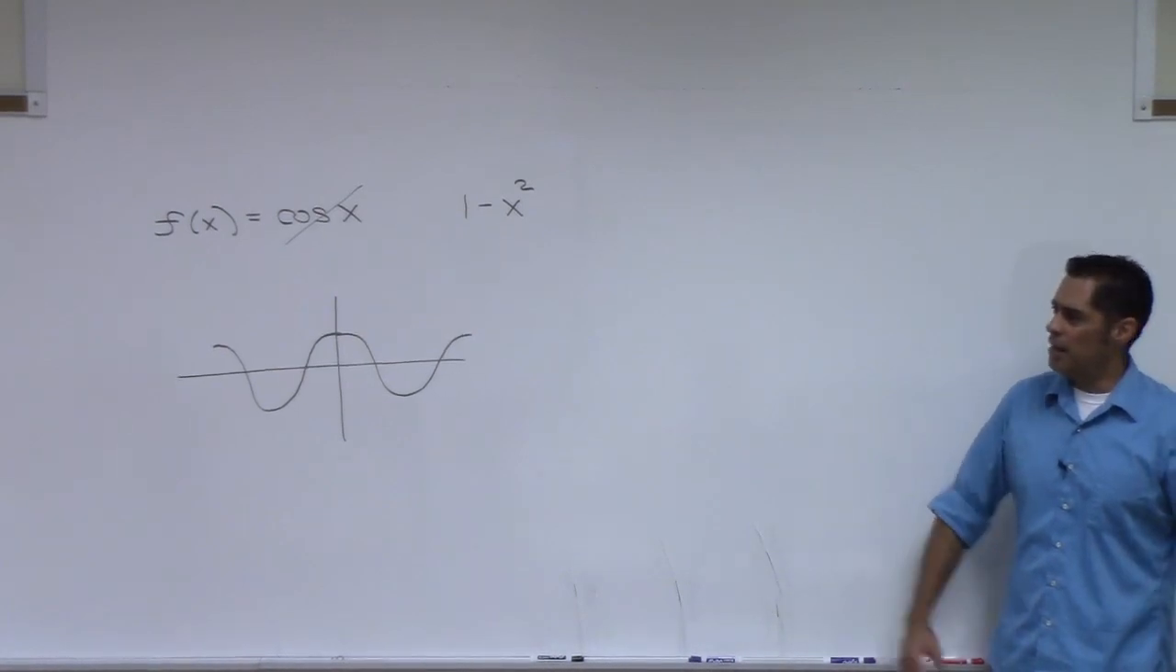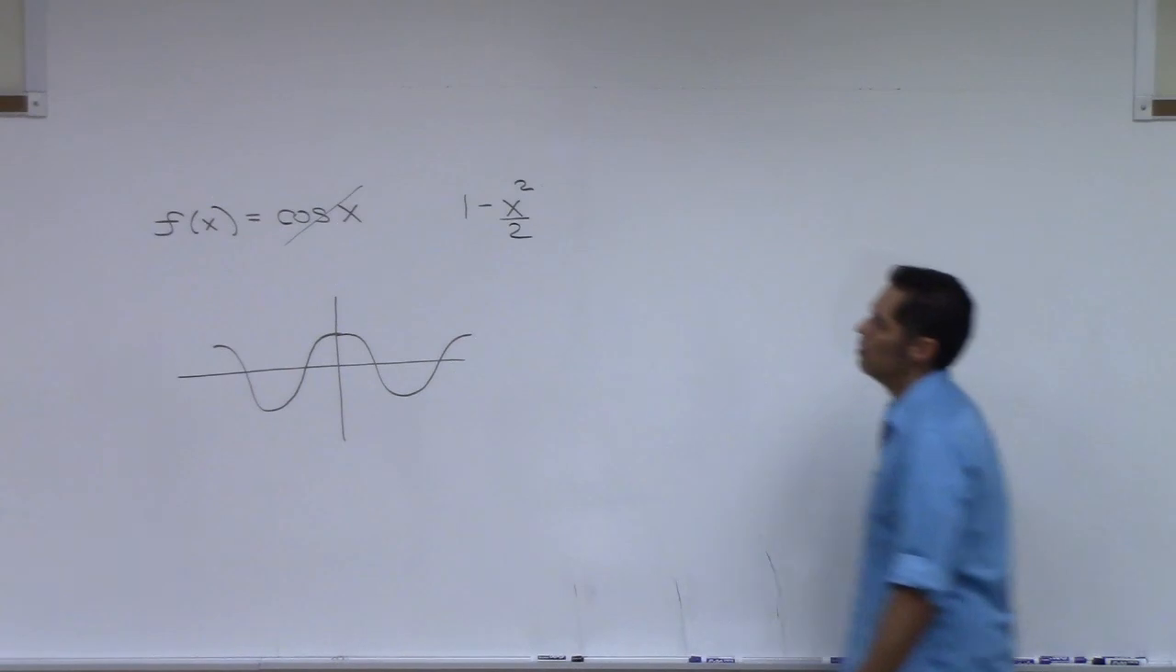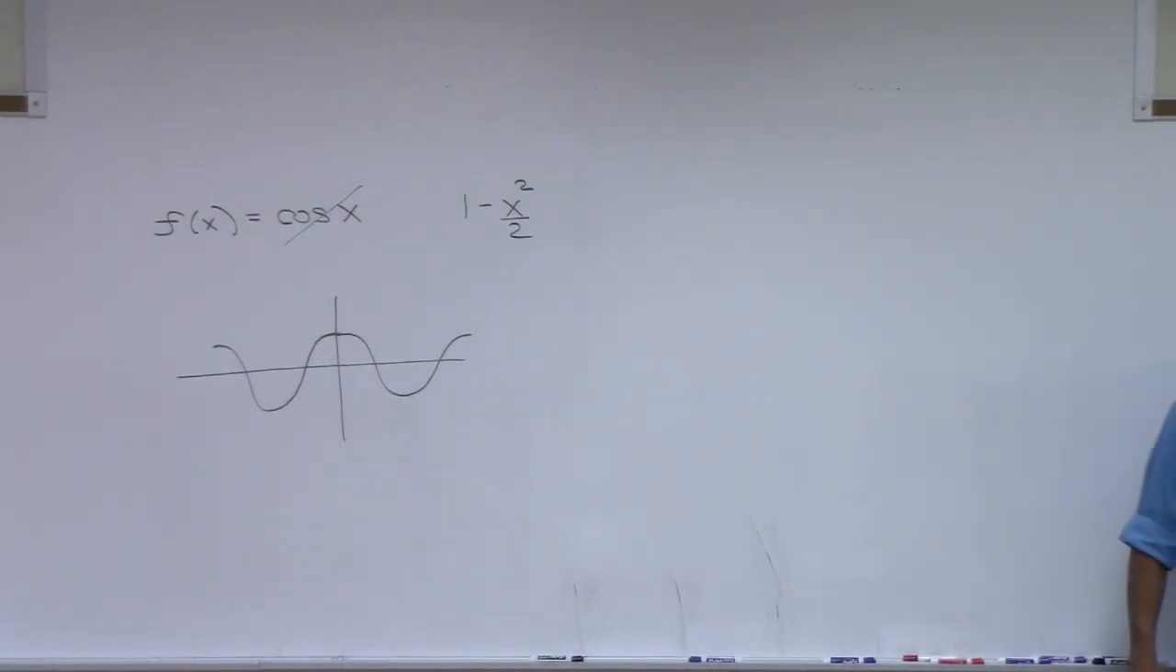Okay, and then you're like, oh, you know what? Hold on, x squared over 2. They'll say use that instead. And you're like, what the hell? How am I allowed to replace cosine x with 1 minus x squared over 2? Are they even close to being the same thing? Well, they are very close to being one another near 0.